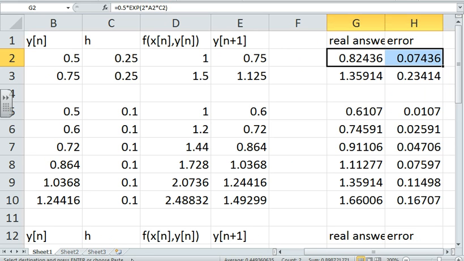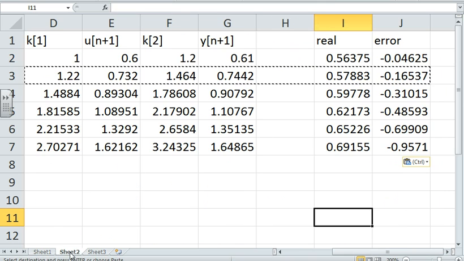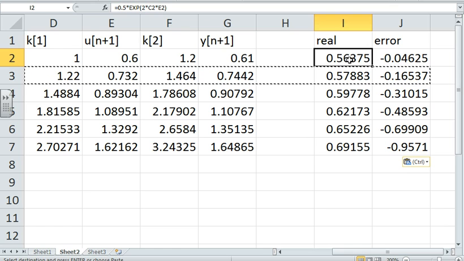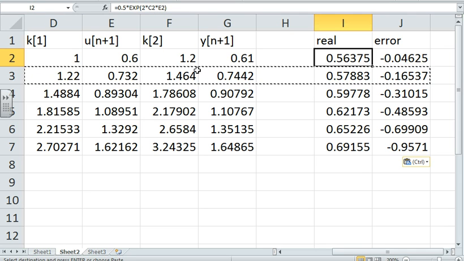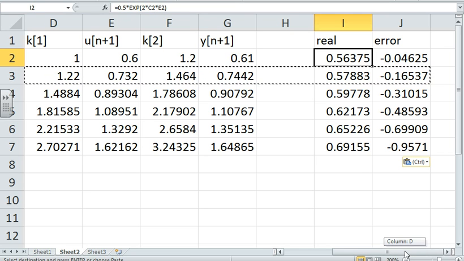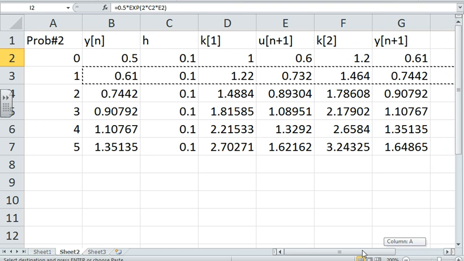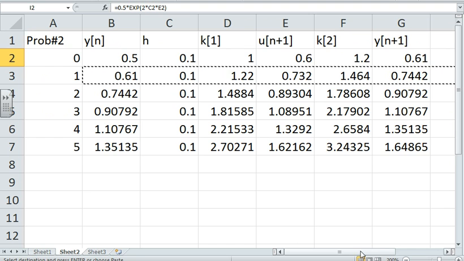Oh, I'm going to have to look at my... Did I not do the real guy right? Real guy is 1/2 e to the 2x. That's not right. E to the 2x. That should be A2, C2.